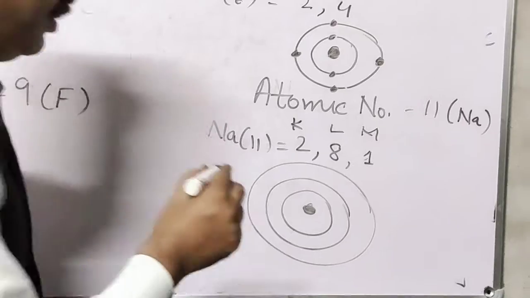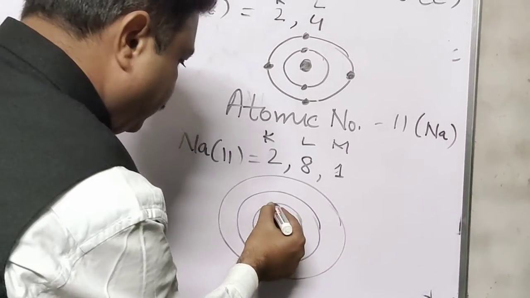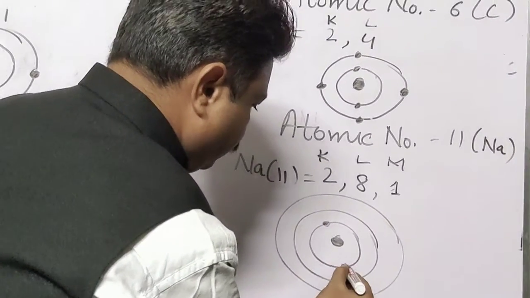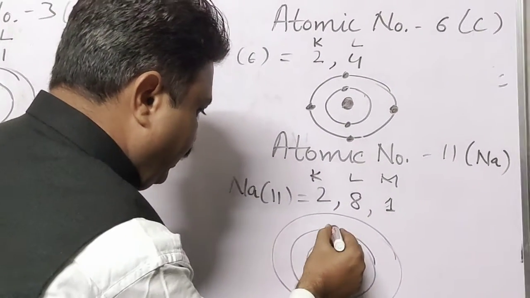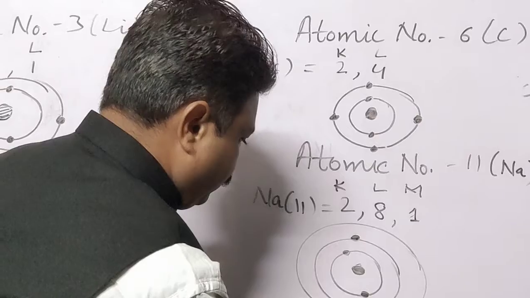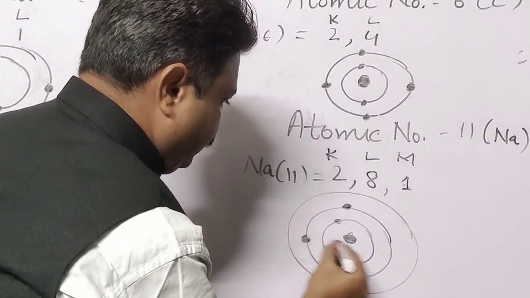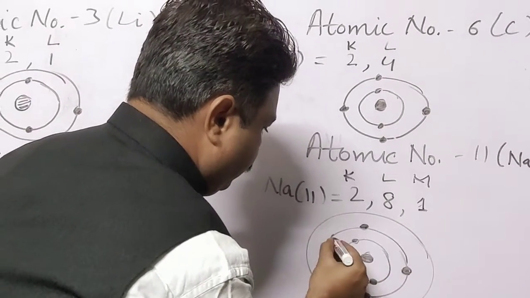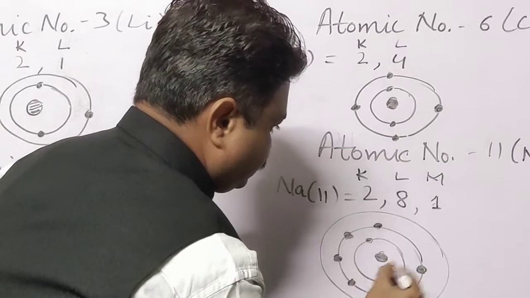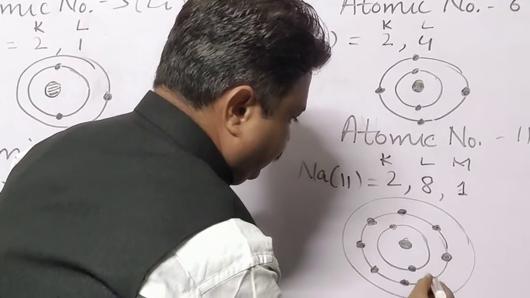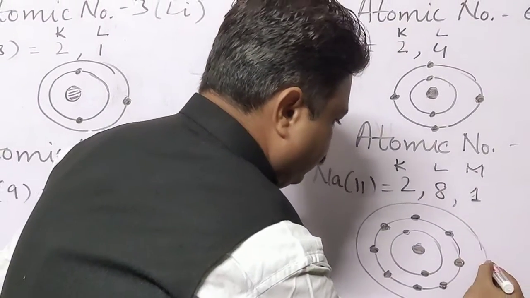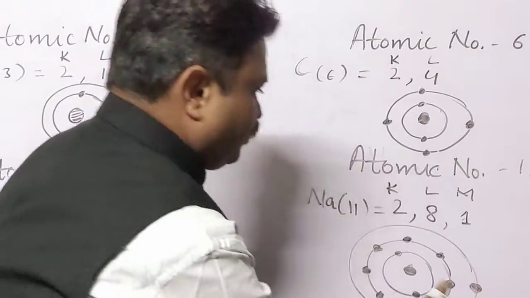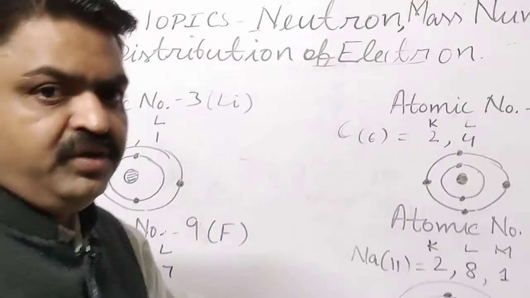Now what will you do? You will complete the first K shell electrons. It is the 2 electrons capacity. Now we will complete the L shell electrons. 1, 2, 3, 4, 5, 6, 7 and 8. And in the M shell there is only 1 electron. So it is the atomic structure of sodium.